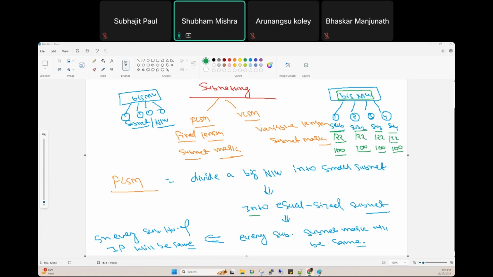Do you guys understand what we mean by FLSM? FLSM means we just divide a big network into small ones, but in all the subnets, the number of usable IP addresses will be the same. Even the subnet mask of all the subnets will be the same. Getting my point? That is called FLSM.